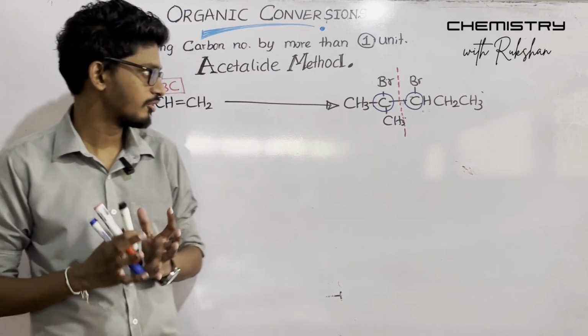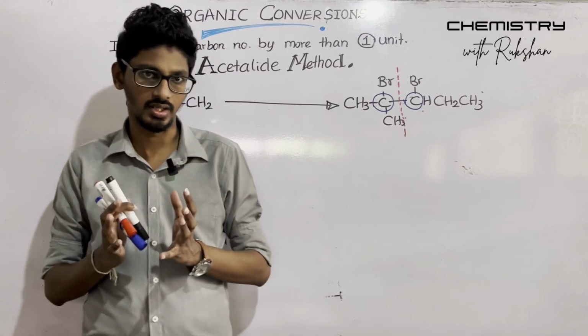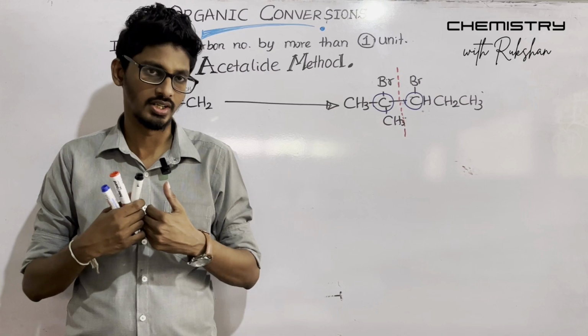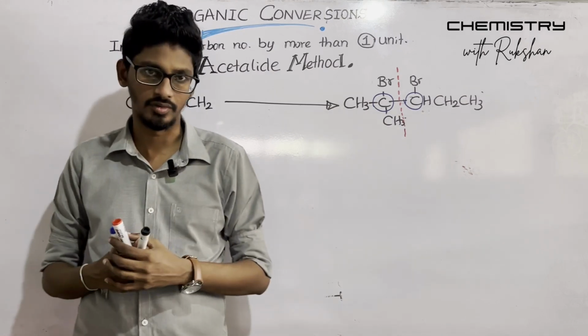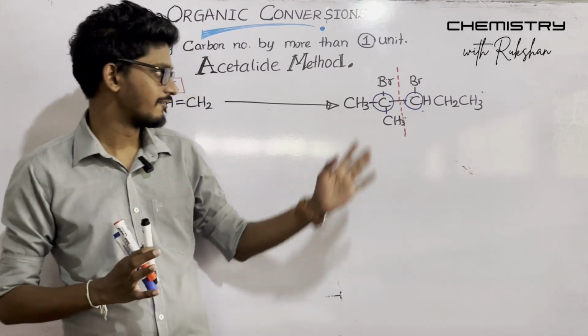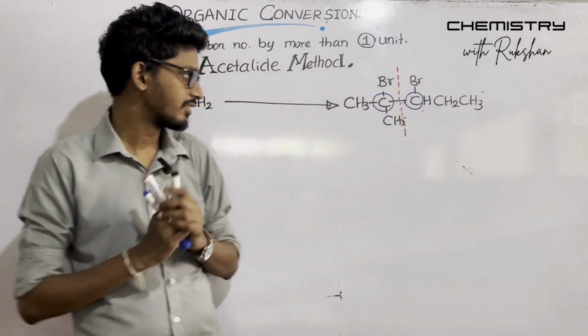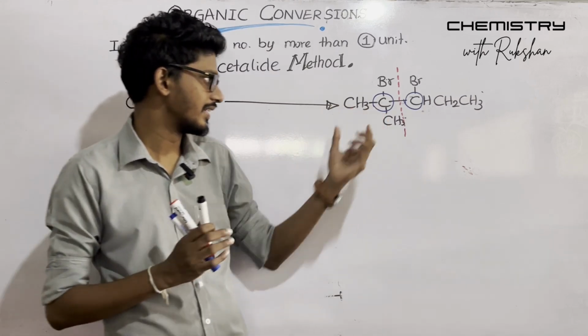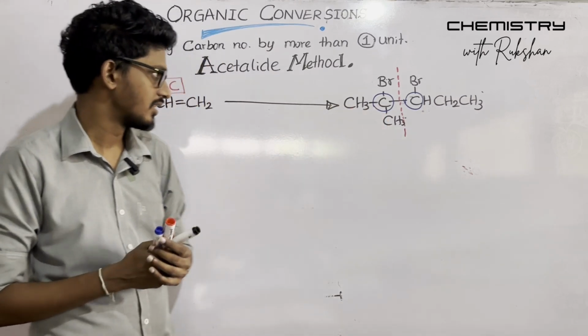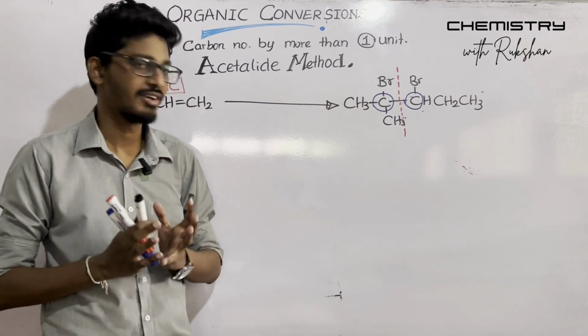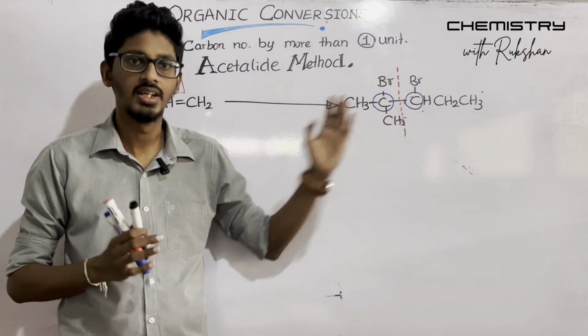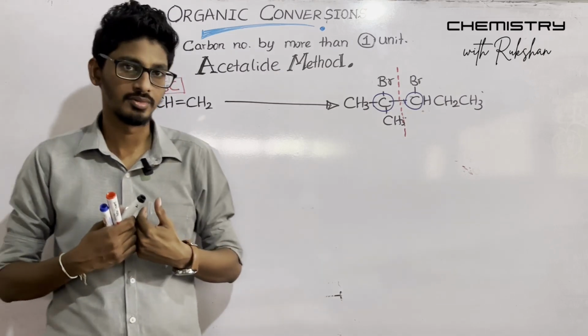I am thinking of using the alkyl halide and the acetylide, those two, to come up with this compound. First of all, one carbon should come from the acetylide and the other should come from the alkyl halide. First, let's try to identify the functional carbon which came from the acetylide.